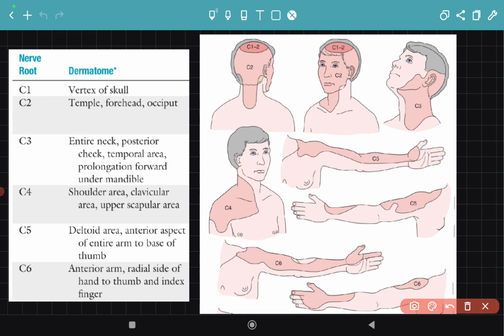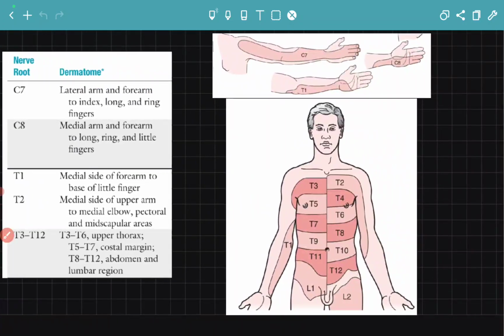So this was from C1 to C6 dermatomes. Now next is continuing with C7 going till T12. C7, there is again lateral side of arm and forearm also to index, long and ring fingers. So this whole part is C7. Then C8, here the small picture is shown. You had already seen the forearm part. The medial side is covered by C8 dermatome.